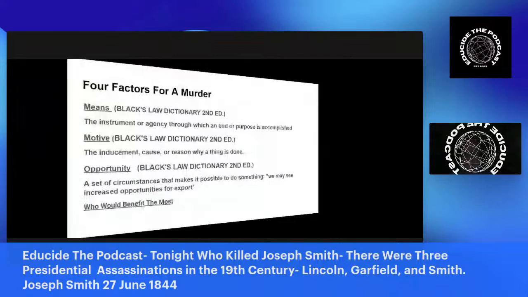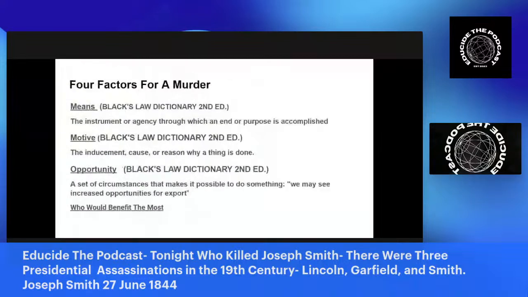Means, according to Black's Law Dictionary, the instrument or agency through which an end or purpose is accomplished. Motive, the inducement, cause, or reason why a thing is done. Opportunity, a set of circumstances that makes it possible to do something. We may see increased opportunities for export, for example. And who would benefit the most?